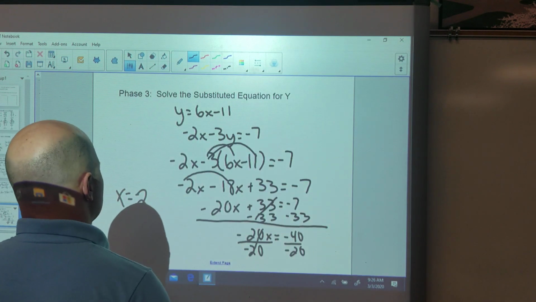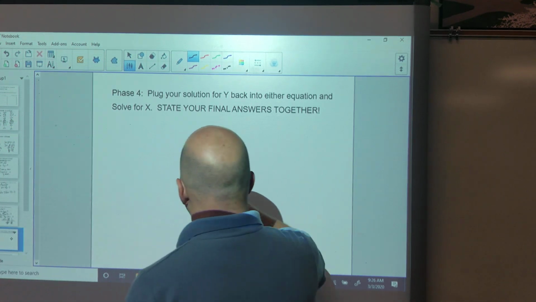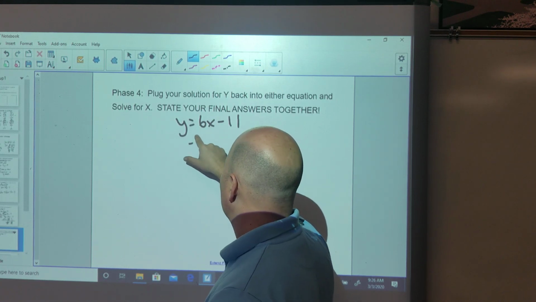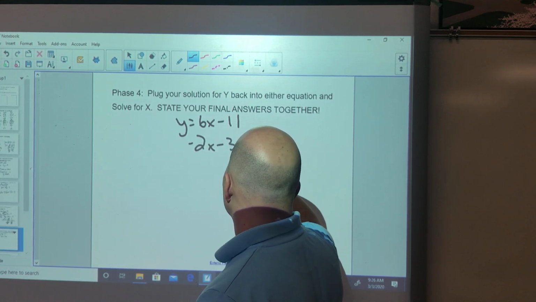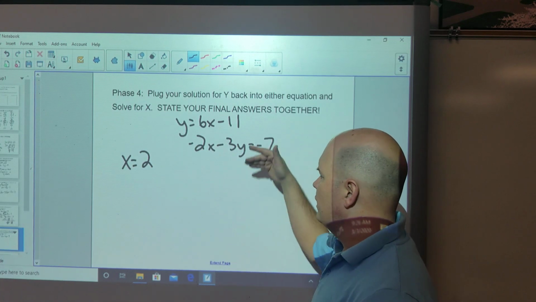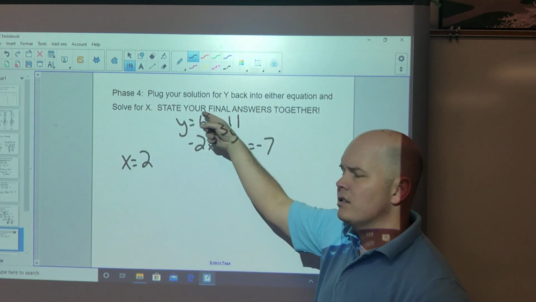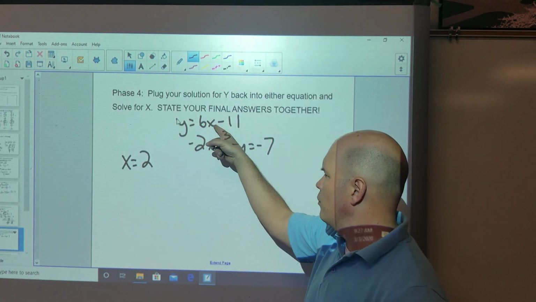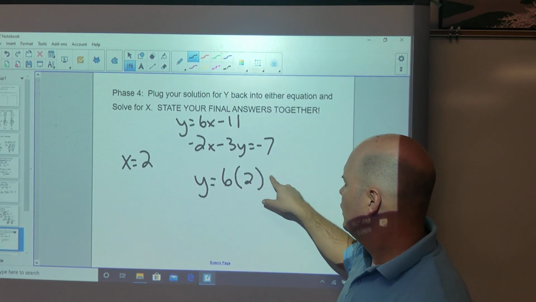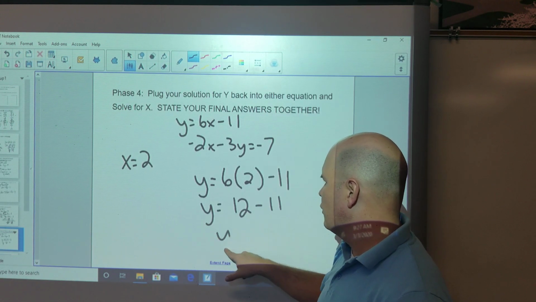Okay, so I just solved for my x value, but I'm not done yet because all substitutions are coordinates. So we had our y equals 6x minus 11. We had our negative 2x minus 3y equals negative 7. We solved it all the way out, and now we have x equals 2. So now I need to plug that x back into one of these two equations. Now it doesn't matter what equation I plug it into. However, it's easiest if I do the one that's in slope-intercept form. So I'm just going to take this value and plug it in for that x. So I got y equals 6 parentheses 2 minus 11, which gives me y equals 12 minus 11, which leaves me with y equals 1.